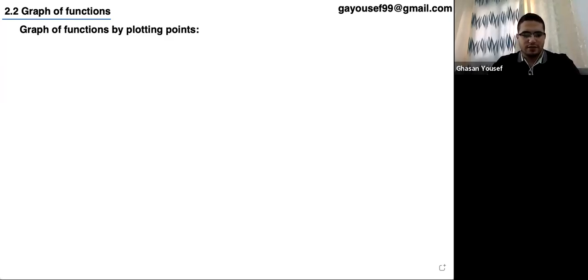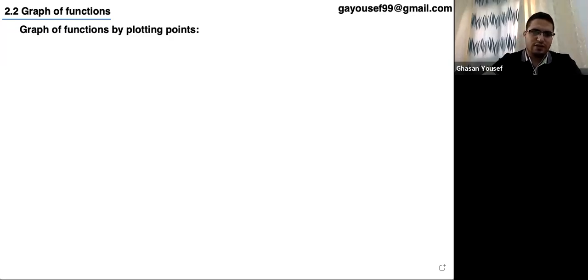Okay, let me remind you. For plotting point, we're going to choose random points, x coordinate. Then we're going to plug this point inside the function. Then we're going to get the y coordinate. After that, we combine the x coordinate with the y coordinate to get ordered pairs. These ordered pairs, we join these points together and draw a smooth curve between them. Then we get the graph of the function.